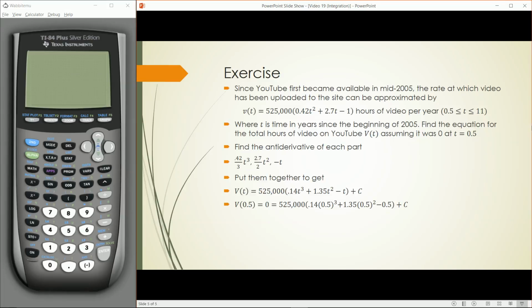Hopefully with your solving, you get that c is 76,125. Okay, so your final equation should be this here.